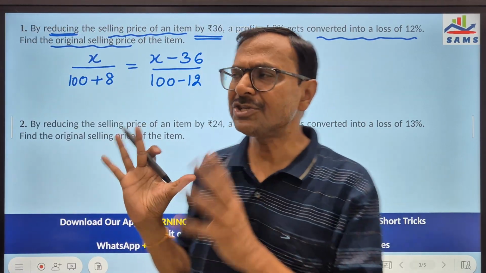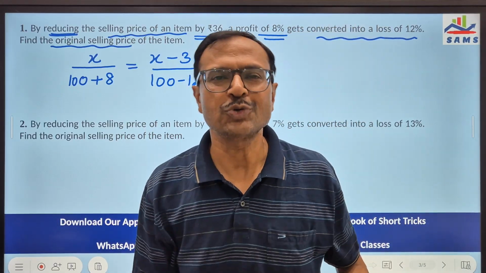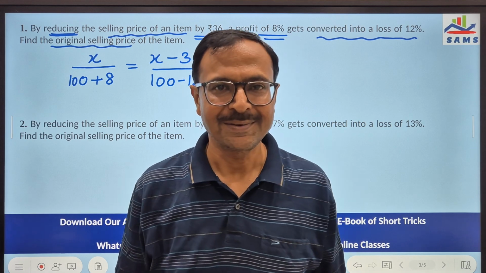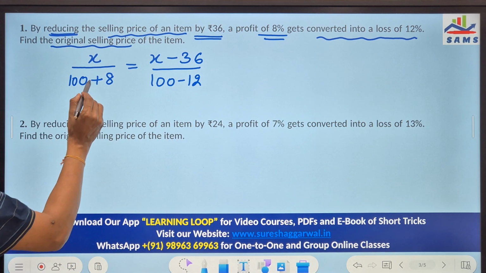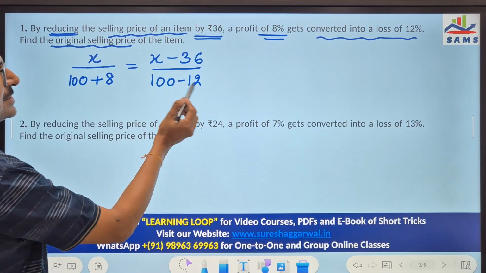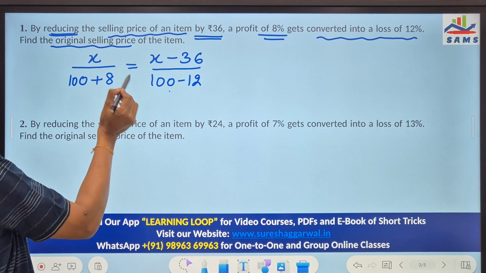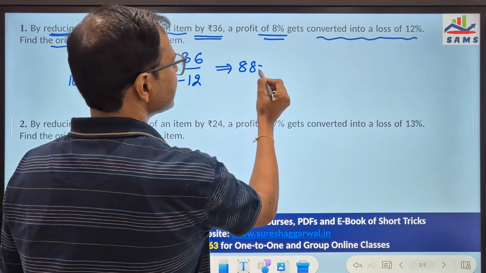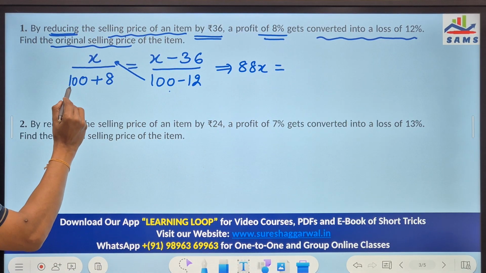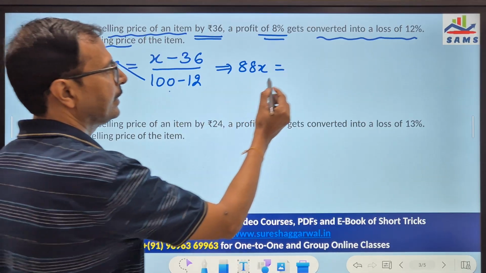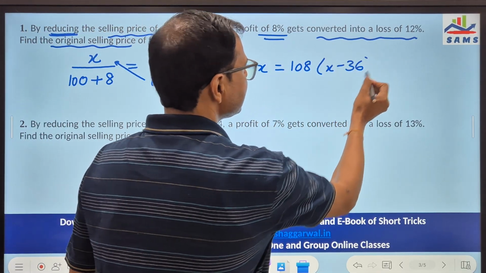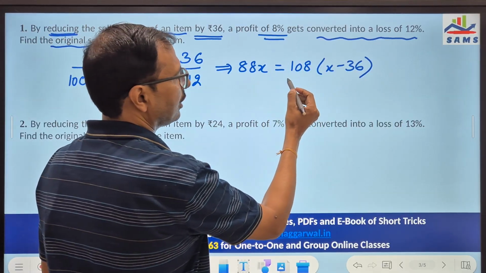And once your application part is correct, it's all about solving a simple linear equation to get to the final answer for the selling price. Let's solve this. This is 108, right? And this is 88. So 88 multiplied by X, that will give you 88X is equal to 108 times X minus 36. Now this is the equation which we have to solve.